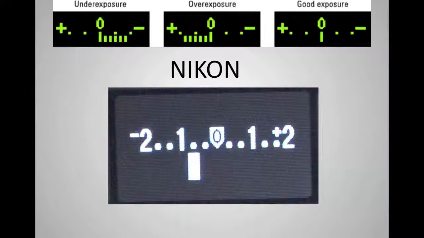So that's a way to cheat and tell your camera if you want your shutter speed to be faster or slower. So this is another thing to experiment with as far as shutter speeds go.